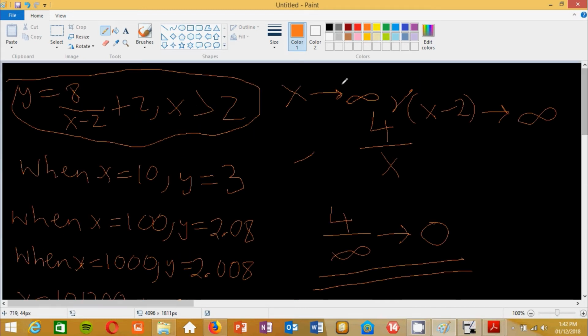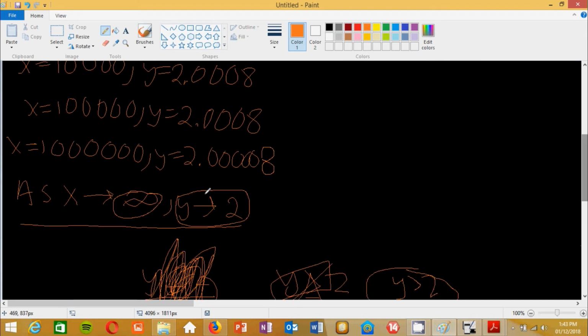If x approaches infinity, x minus 2 is going to approach infinity. If x minus 2 approaches infinity, 8 over x minus 2 is going to approach 0. If this approaches 0, y is going to approach 0 plus 2. 0 plus 2 is 2, so y is going to approach 2. That's why we say y is going to approach 2.